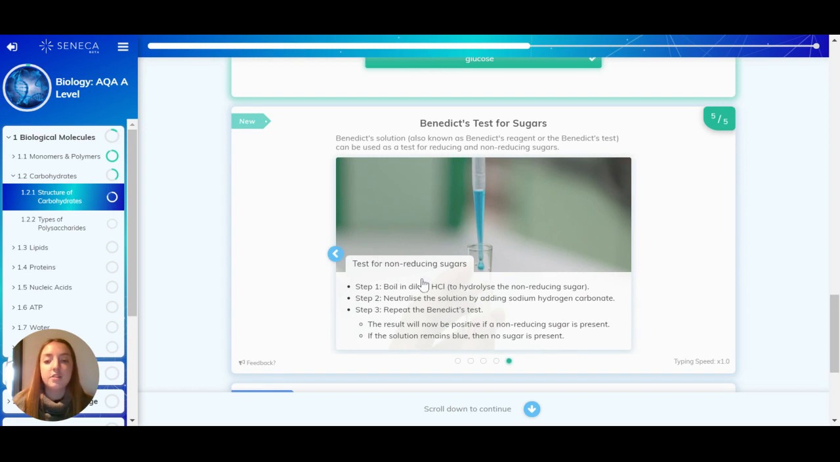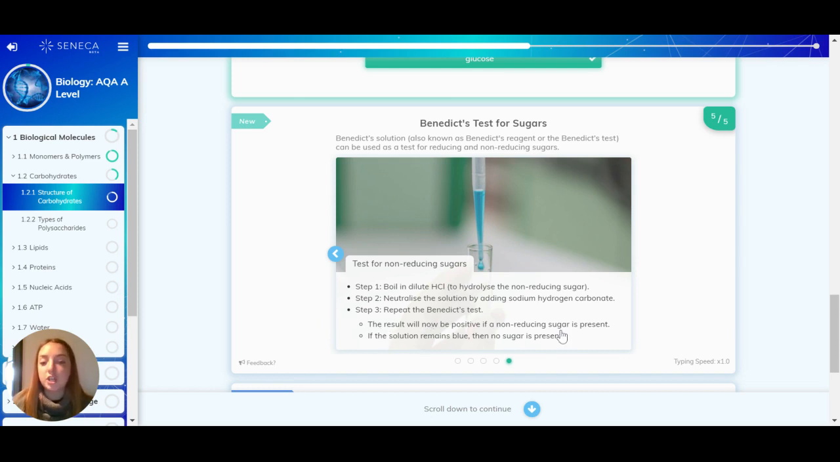So we use a different test to test for these non-reducing sugars. First, you would boil the sample in dilute hydrochloric acid. And this is to hydrolyze the non-reducing sugar, so break it down. Then you neutralize the solution, because it's acidic at the moment, by adding sodium hydrogencarbonate, which is an alkali. Then you repeat the Benedict's test, so what we talked about earlier.